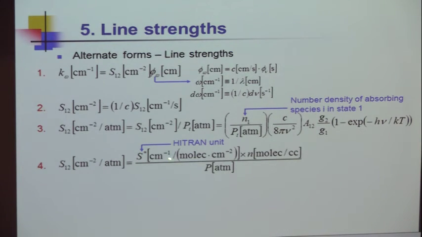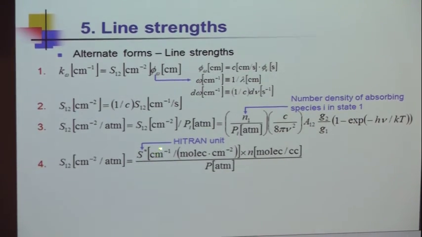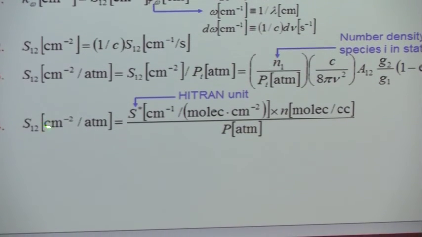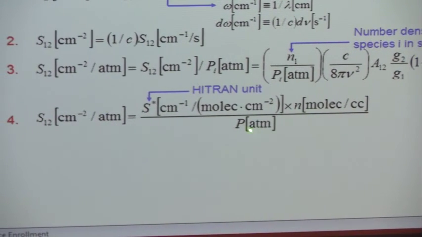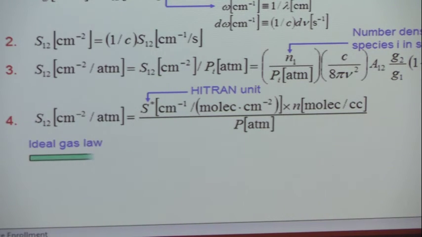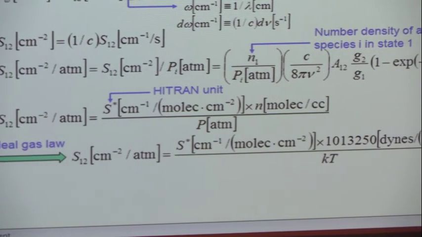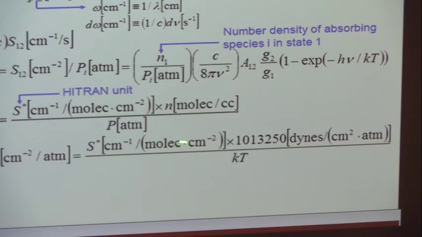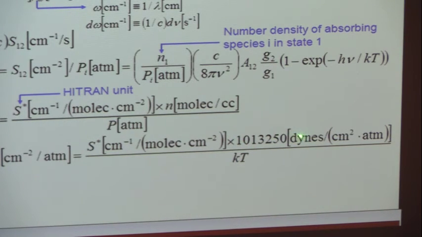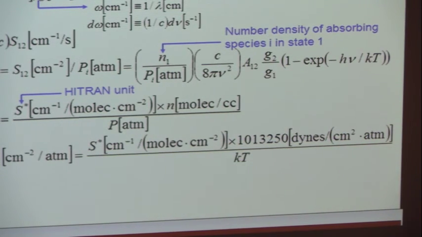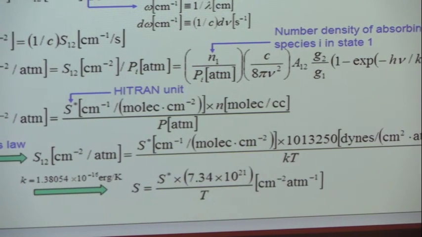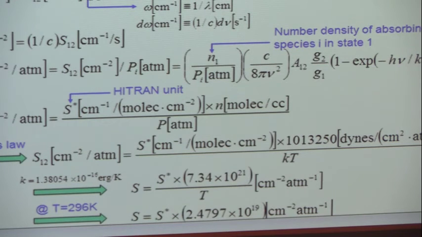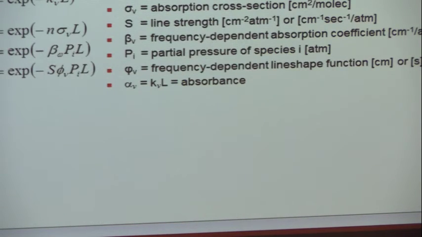HITRAN will use units that look something like this. They'll have their line strengths in these units. But a lot of times in the literature, and in Stanford literature, we'll use these units. So they're always related through P equals NKT. This is the relationship between the units we use at Stanford typically and the HITRAN units. There's always a conversion factor between dynes per square centimeter, atmospheres, and a kT running around. So you can work it out, but you just have to be cognizant that the units may be different in different papers. A lot of different forms.